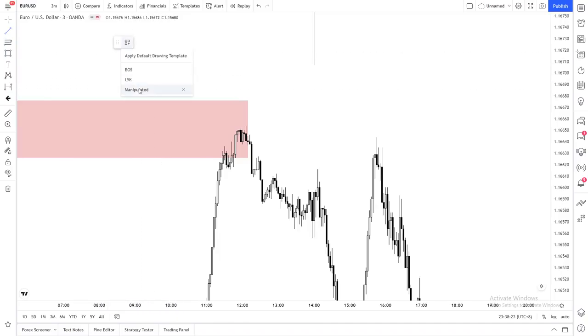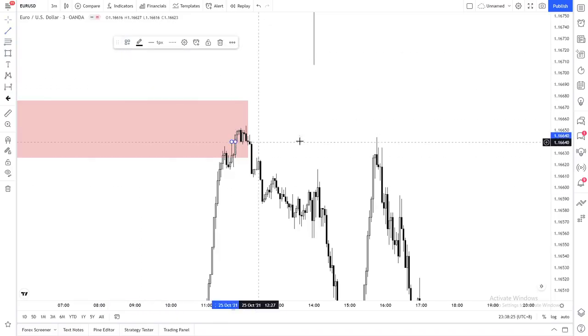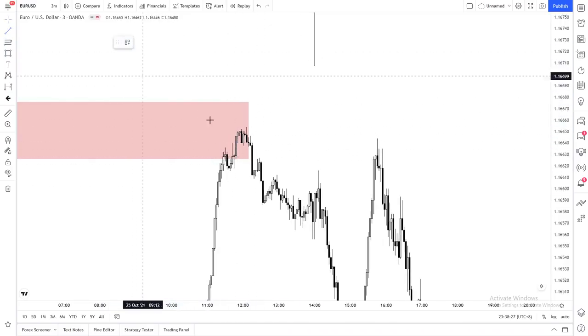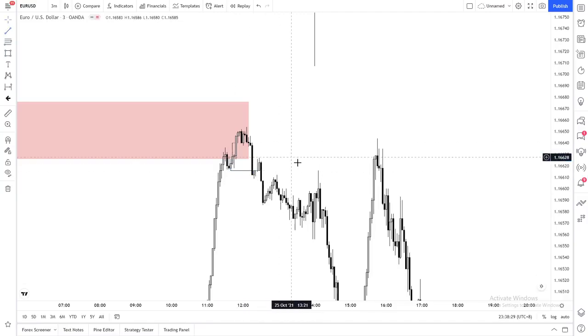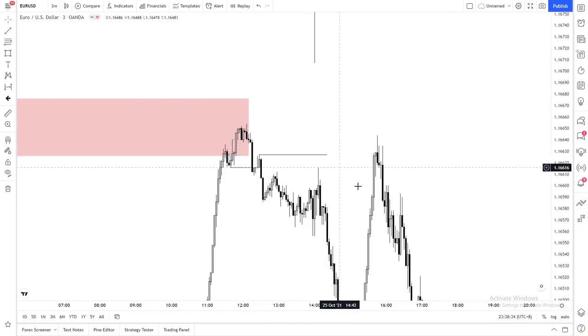And we can see, take the liquidity. This all happened in Asia. Take the liquidity, break the structure, leave this liquidity behind. Am I right?